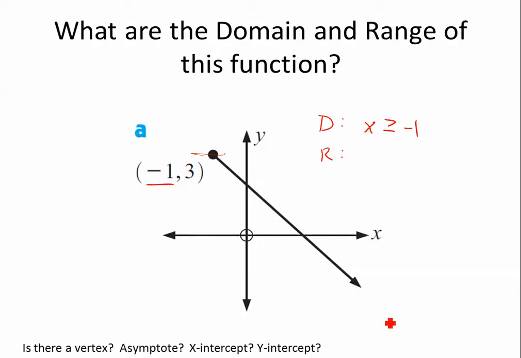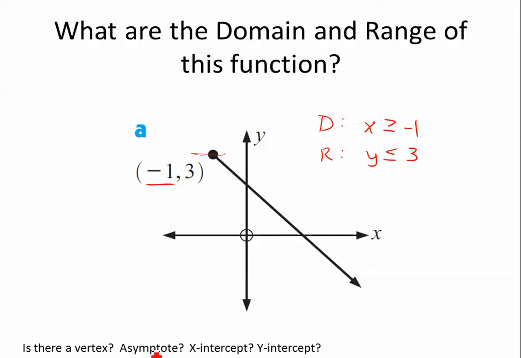What is that maximum? What's the highest point? Well, the highest point is a y value of 3. And so that means that y is bounded by 3, and it's going to be everything that's less than or equal to 3. Again, we're just looking at the up and down. Is there a vertex? No. A linear graph will never have a vertex because it's just a straight line. It won't ever turn. It won't change.